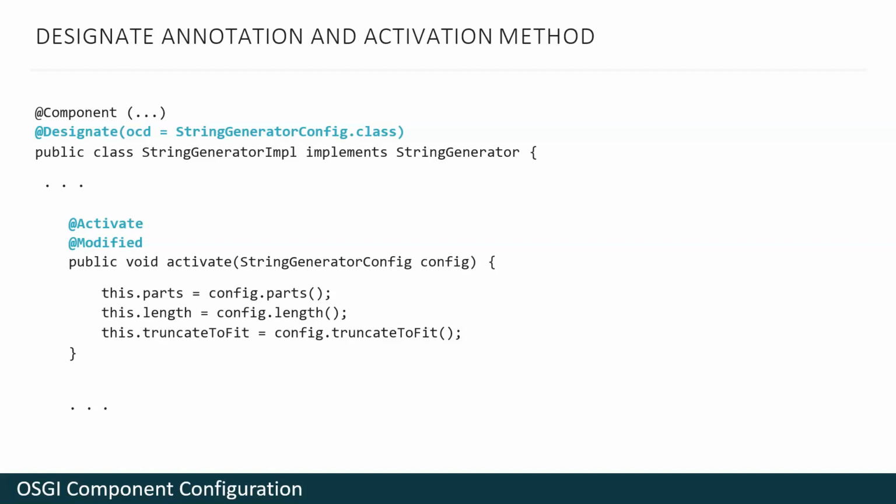First, add a method to the component that takes an instance of the object class definition as the argument. Add the code that reads the configuration attributes in the method and, for example, stores the values in instance variables, and then annotate the method with the activate and modified annotations. Usually, the logic for both activation and modification is the same, so the same method can be used. If the logic is different, one can have separate methods, each annotated with the respective annotation.